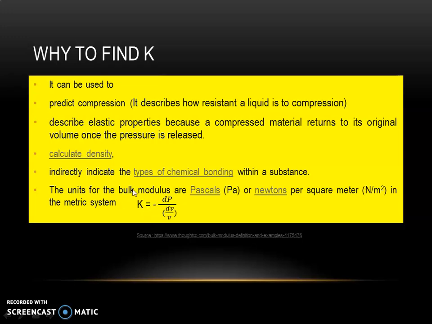We know the formula to find K, that is K is equal to dP whole divided by dV by V. Unit of pressure is Newton per square meter as it is force divided by area. And unit of dV is meter cube and unit of V is also meter cube. So both will get cancelled out and hence we get unit of K as Newton per square meter.